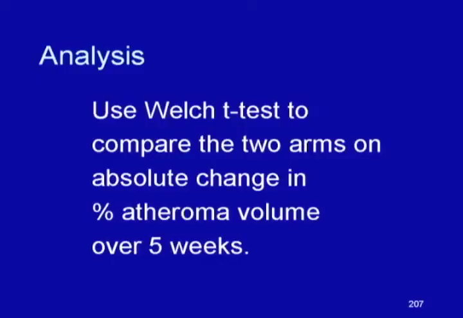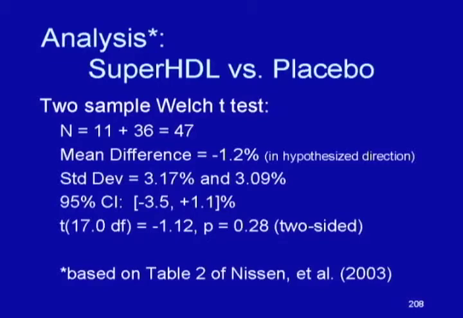So let's use a Welch t-test to compare two arms, on the absolute change, not the relative change, absolute change in percent atheroma volume over the 5 weeks. So it's similar to what he would have done, I think, if he had analyzed this way, but he didn't. The analysis, super HDL versus placebo.